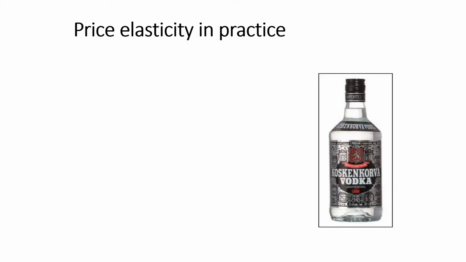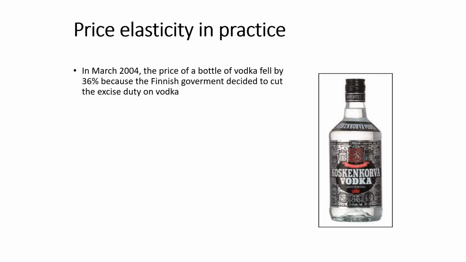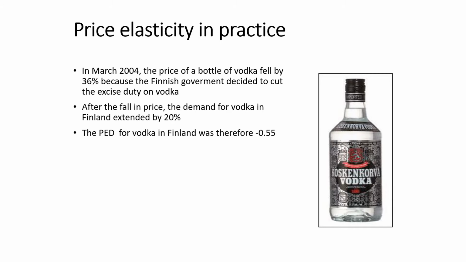So let's take an example of price elasticity of demand in practice. In March 2004, the price of a bottle of vodka fell by 36% in Finland because the government decided to cut the excise duty rate on vodka. After the fall in price, the demand for vodka in Finland extended by 20%. So this implies that the price elasticity of demand for vodka in Finland was minus 0.55. Where do we get that figure from? Well, basically, we look at the change in demand, which was plus 20, and then we divide that by minus 36. So plus 20 divided by minus 36 equals minus 0.55.